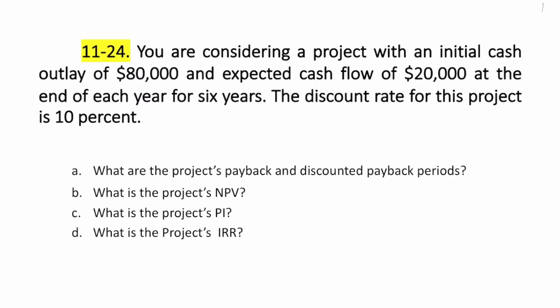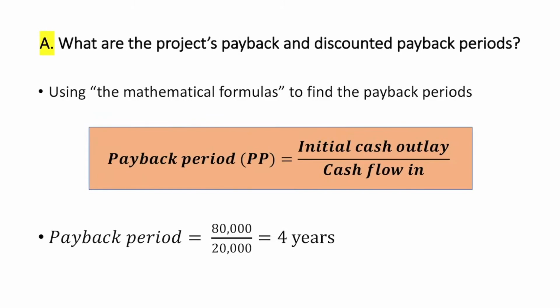So, they have 4 questions. The first one is, what are the project payback period and the discount payback period? The second one is, what is the project NPV, the net present value? The third one is, what is the project PI, the profitability index? And the last one is, what is the project IRR, the internal rate of return? So, let's begin with the first one.